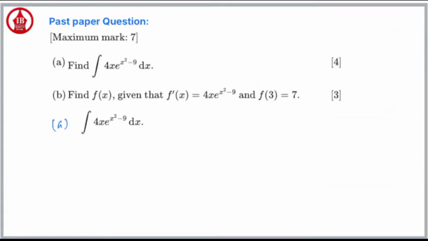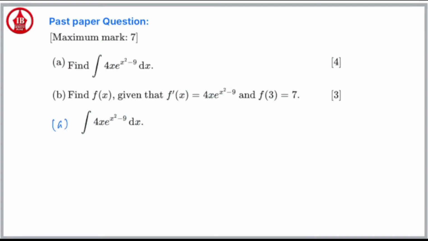Okay. Now I have chosen one question from the past paper. Okay, paper 1. This is the question for 4 and 3, 7 marks. Look here, the A part, read the A part, find integral of 4x into e raised to x square minus 9. Okay, one minute, I'll tell it to you.